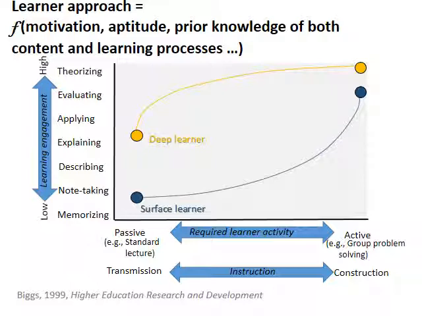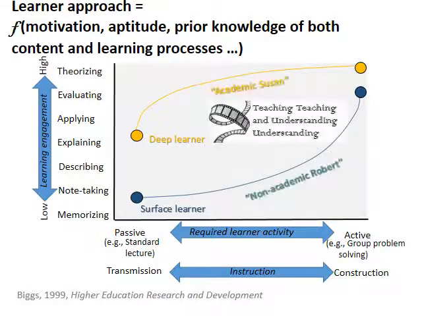And the types of learners that are captured in this schematic graph are equated to characters, academic Susan and non-academic Robert, in the optional short video series that's linked in this week's module called Teaching, Teaching, and Understanding, Understanding.